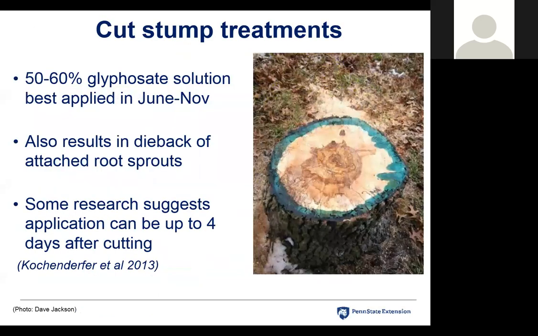And then the cut stump treatment too is very effective. Again, a 50 to 60% glyphosate solution is a recommendation. I have heard you can actually go a little bit lower than that if you're concerned about using something at such a high concentration. I have actually, at least anecdotally, heard that you can go to about 30% solution and still be effective, not only in obviously killing the initial tree, but again, that herbicide translocates and kills off some of the attached root sprouts.